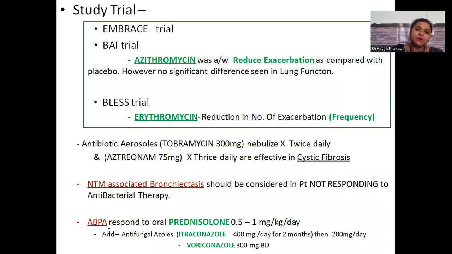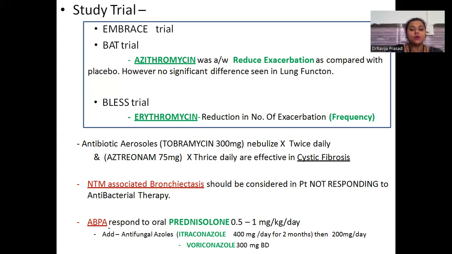Now, in study trials, the EMBRACE trial and BAT trial showed azithromycin reduced exacerbations as compared with placebo. However, no significant differences were seen in lung function. Inhaled antibiotic aerosols, tobramycin 300 mg nebulized twice daily and azithromycin 75 mg twice daily, are effective in cystic fibrosis. NTM-associated bronchiectasis should be considered in patients not responding to antibacterial therapy.